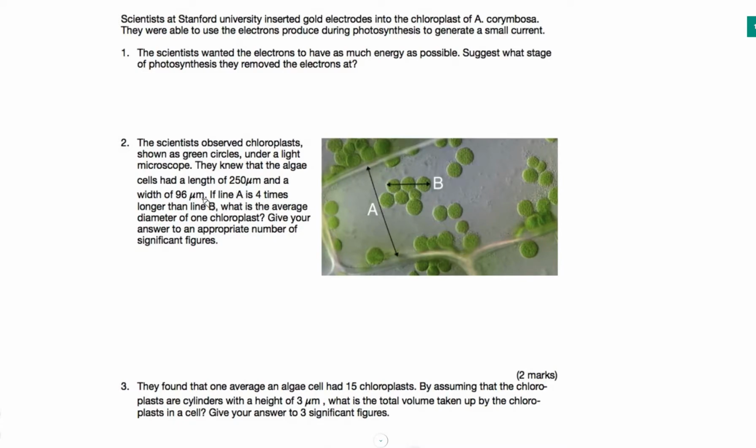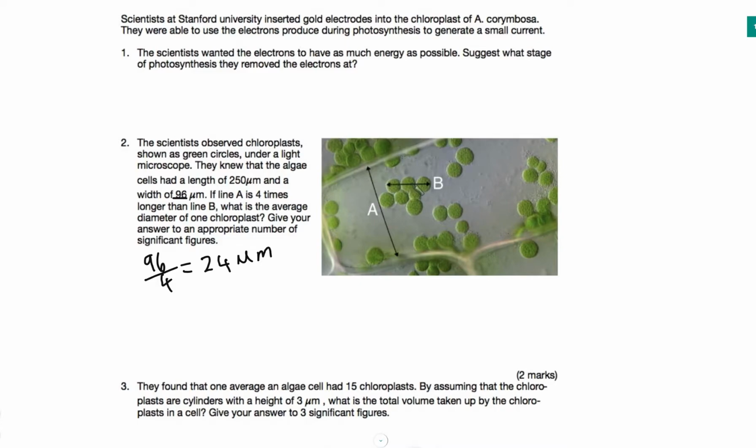If A is 96 micrometers, then B must be a quarter of that. So 96 over 4 equals 24 micrometers. Why don't we use 250? Well, it tells you that the length is 250 and the width is 96. As you can tell in the diagram, the length is a lot longer than the width. So we take the width as 96.